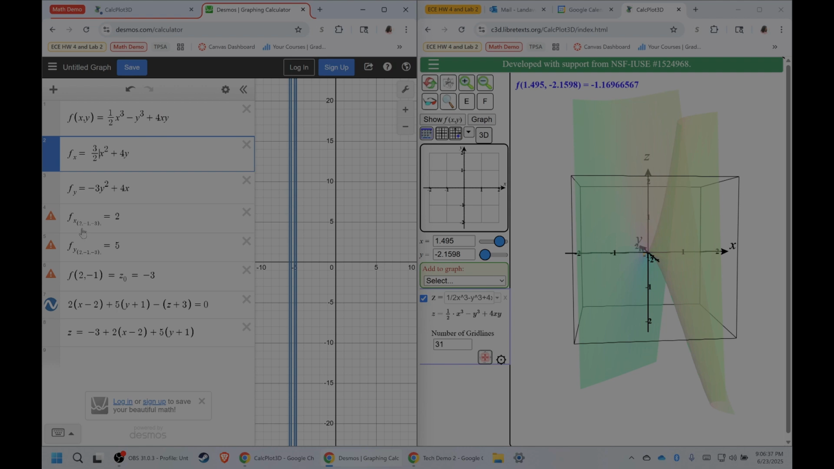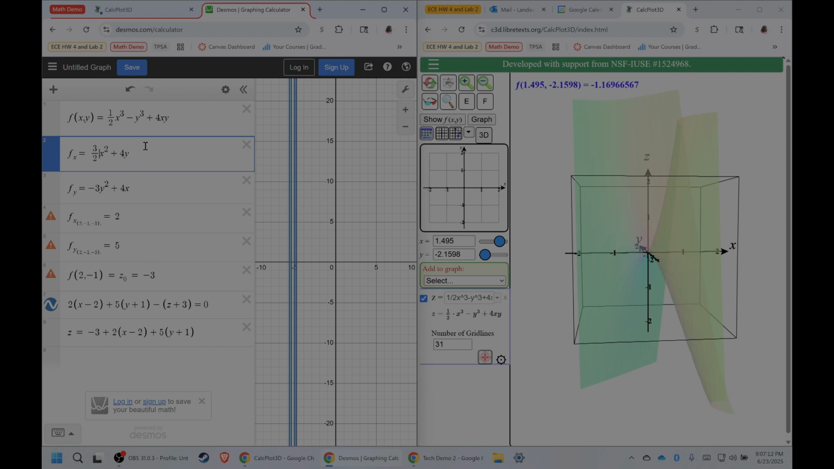And now we plug in the point (2, -1, -3), and we get 2 and 5. And so now we have two gradient values for x and y, respectively. And now we need it for z. And to find that value for z, we're really just looking for z naught, because f(x,y) equals this is the same as writing z equals that. So we go and plug the point in to find z naught. And we find z naught equals -3.